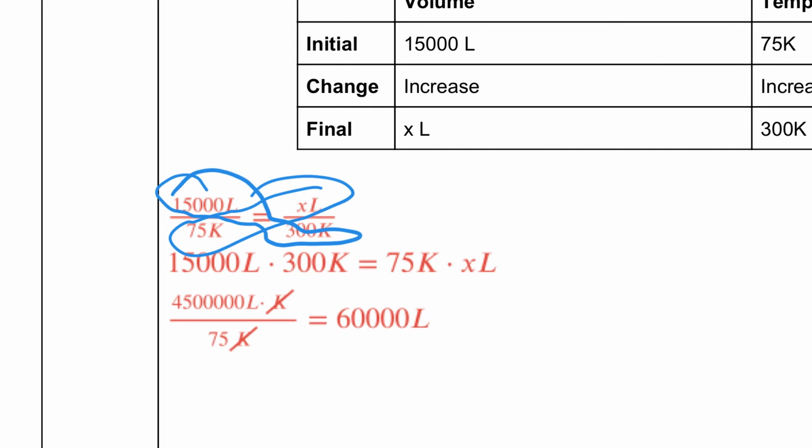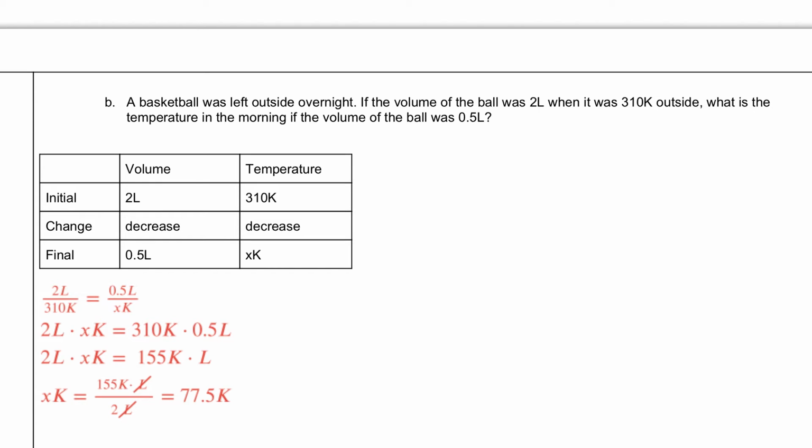So 15,000 times 300 is 4,500,000, divided by 75, and we are left with 60,000 liters. This next question states that a basketball was left outside overnight.